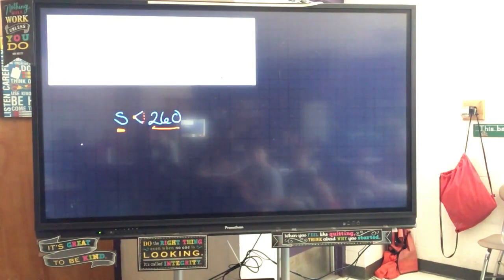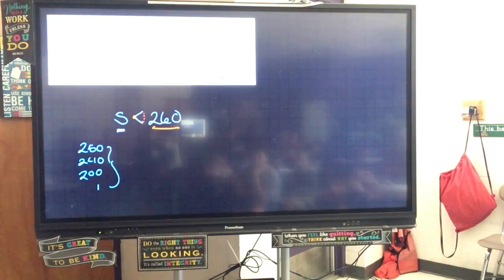Some of the numbers that are less than 260 are 250, 240. Heck, it could have been 200. It could have been 1. I hope not. I hope they spent more than that. But all these numbers are possible solutions for the letter S, for how much they spent. So we want to create an arrow that covers all those possible solutions.